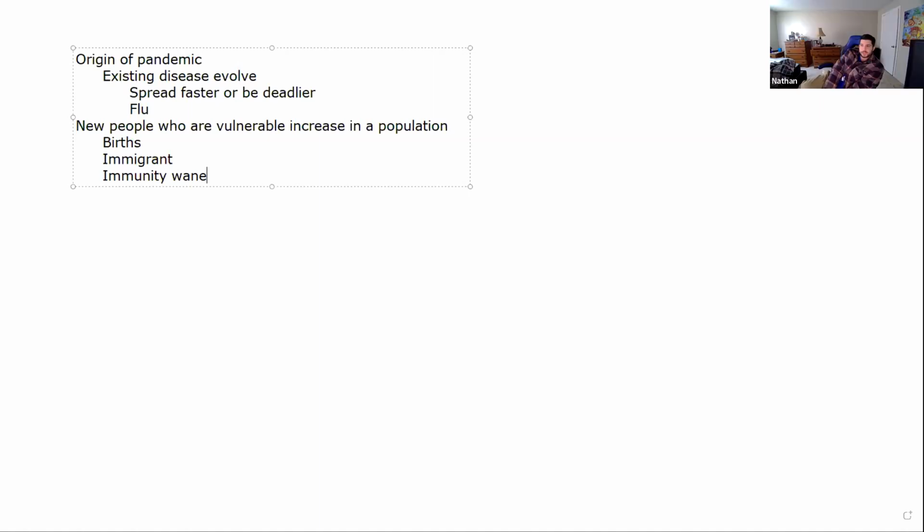Nate, is chicken pox one of those where you get it once and you can't get it again? Or is that shingles or something? I'm getting them mixed up. Chicken pox is interesting. Chicken pox and herpes are diseases that once you get them, you have them forever.